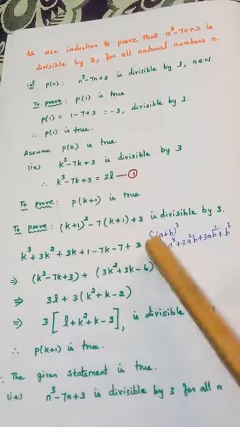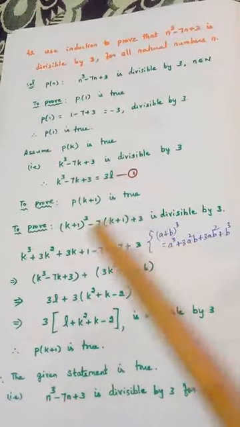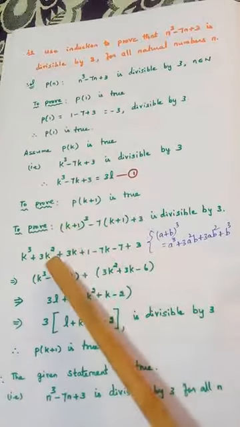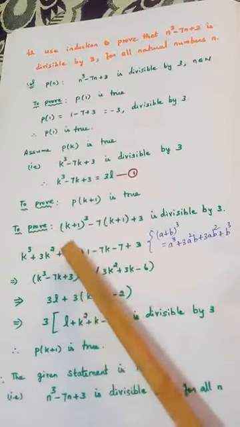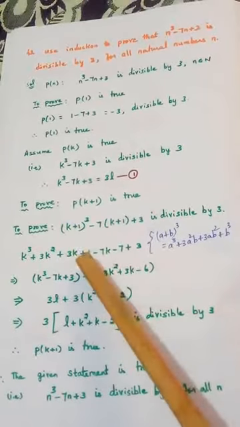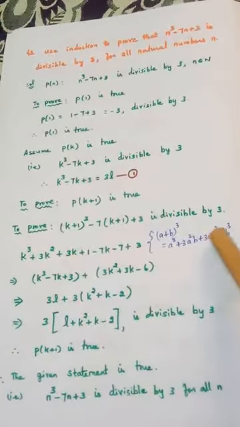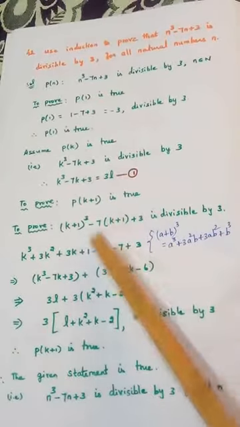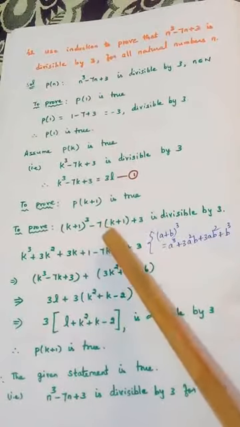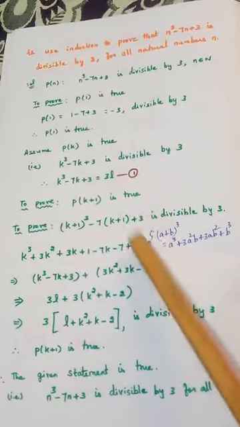Now in place of a, k is present, so a cube is k cube. 3a square b, 3a square means k square, b is 1, so need not write, plus 3ab square, 3a is k, b is 1, b square is also 1, so need not write, plus b cube, plus 1 cube is 1. Then bringing 7 inside, minus 7k minus 7, then this plus 3.